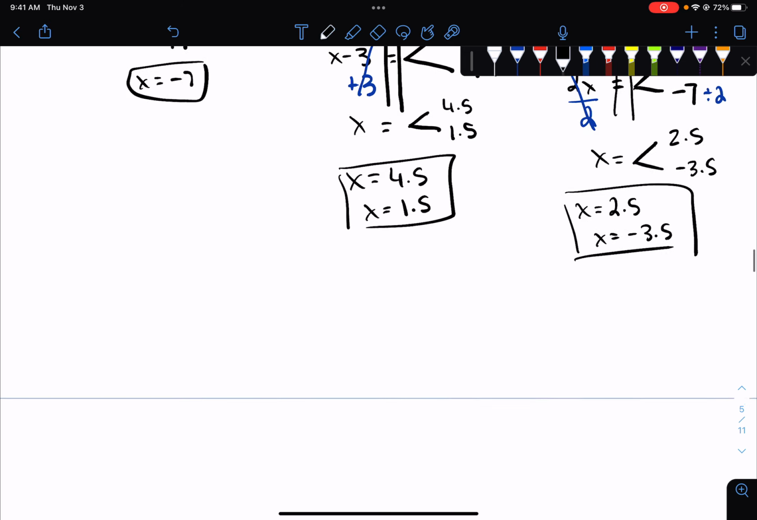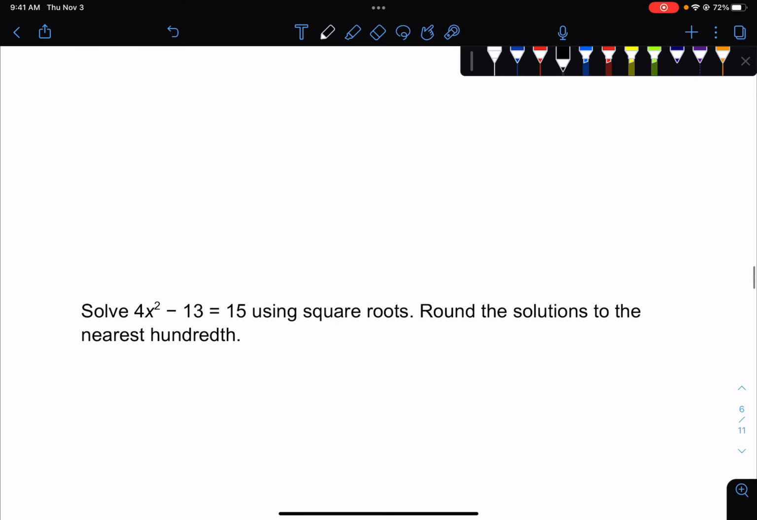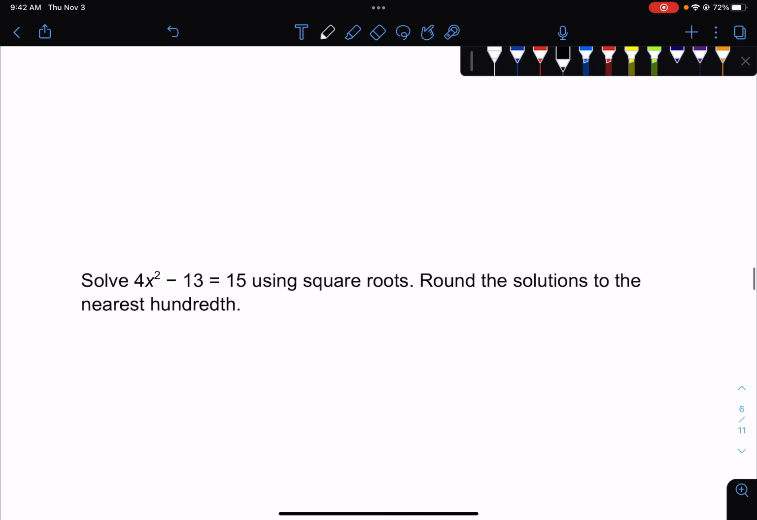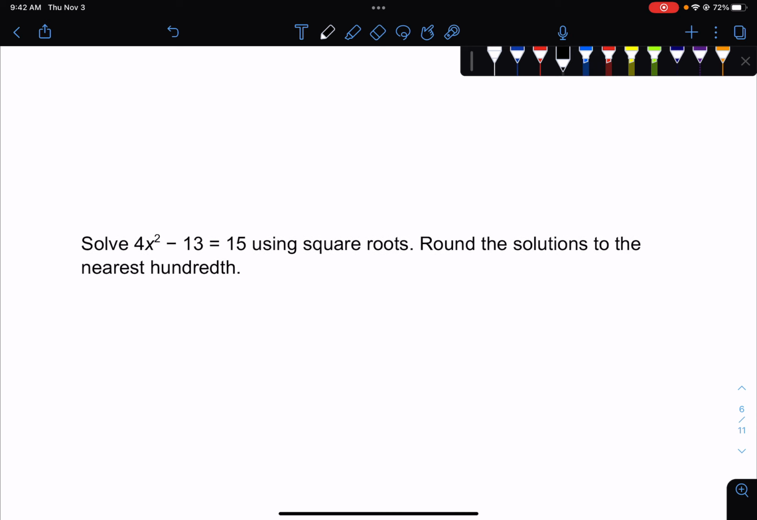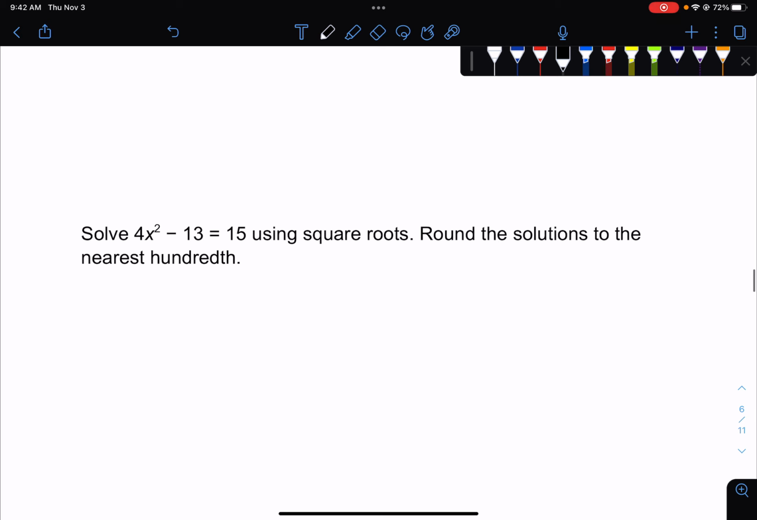All right, let me show you one more example because this one caused some panic in class. Anytime you guys get decimals, you automatically assume that you did the problem wrong. News for you, the real world is not just 1s, 2s, and 3s. There are lots of ugly decimals when you're doing math in the real world. So this problem, 4x squared minus 13 equals 15. You can just watch this one.